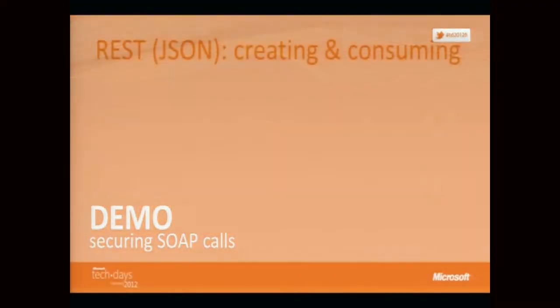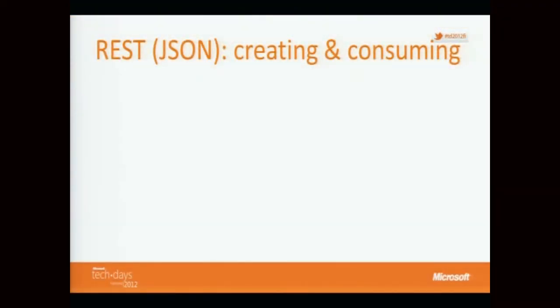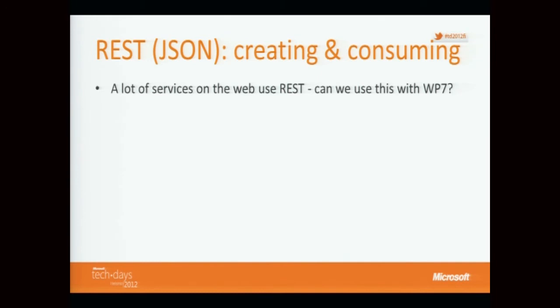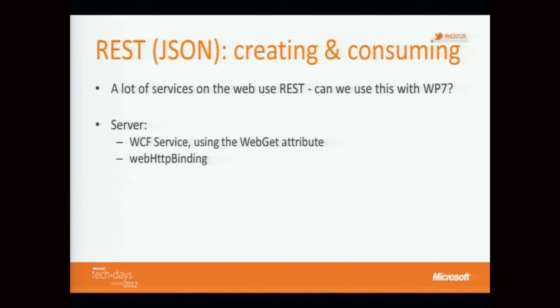Okay, that was a long demo. The other ones are shorter. Next up, REST. A lot of services on the web use REST. Can we do that with WP7? Well, of course we can. It's again on the server a matter of bindings. There's actually a web HTTP binding provided through WCF, which you can use to expose a WCF service as a REST service in combination with the web get attribute. I will immediately show you this.